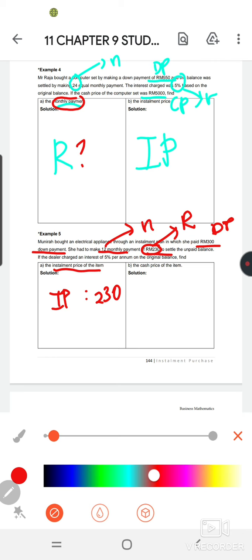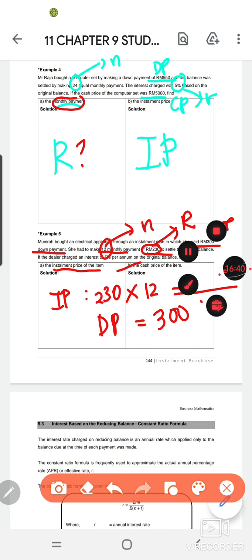But this one they have already given the monthly payment of 230. Meaning R is 230, and we multiply it by 12. 12 months, because it says she had to make 12 monthly payments. Then you can calculate the cash price of the item. Meaning what is this installment price, and then the original balance, with the down payment paid being 300. So you have to find here the cash price of the item. Okay, so this one is for interest based on the original balance.